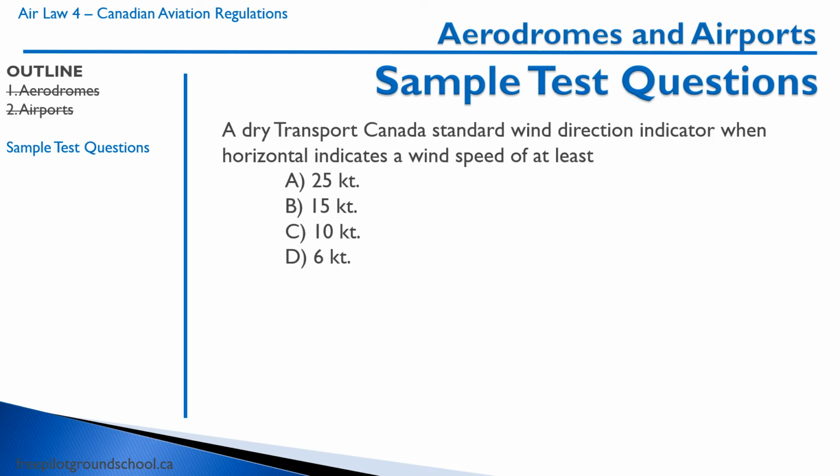Like I told you earlier, there would be a question on some sort of exam on the wind direction indicators or windsock. So for some reason they call it a dry Transport Canada standard wind direction indicator. In other words, a windsock, when it's horizontal, indicates a wind speed of, and we know this because we memorized it earlier, it is 15 knots.